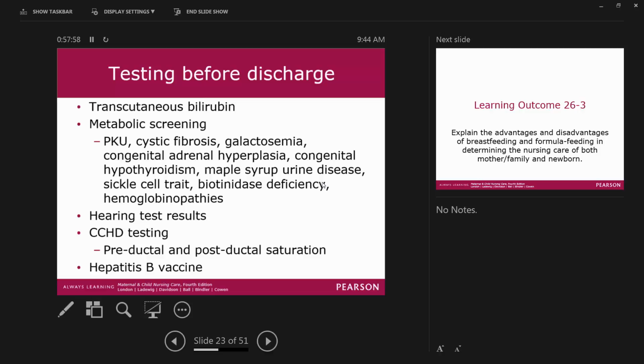We do the metabolic screening or PKU test. It's the test where we do the 5 drops of blood on the piece of paper and then send that to the state, and they test for all these disorders. We do a hearing screen. We do the heart preductal postductal test, and we give the hepatitis B if they want it.